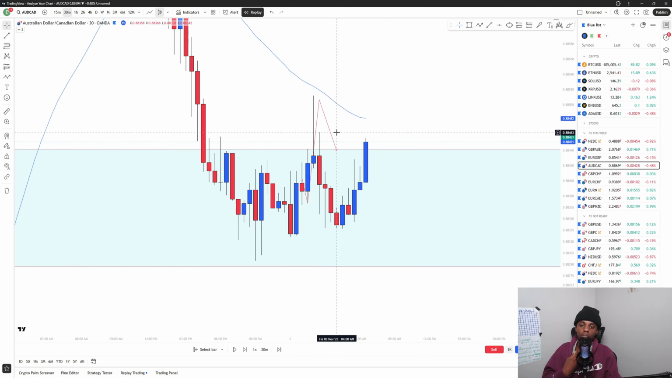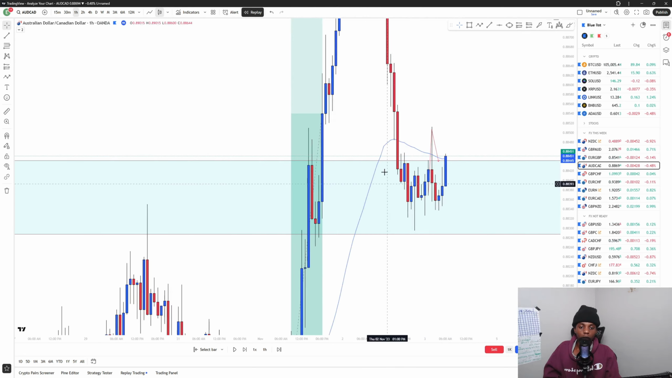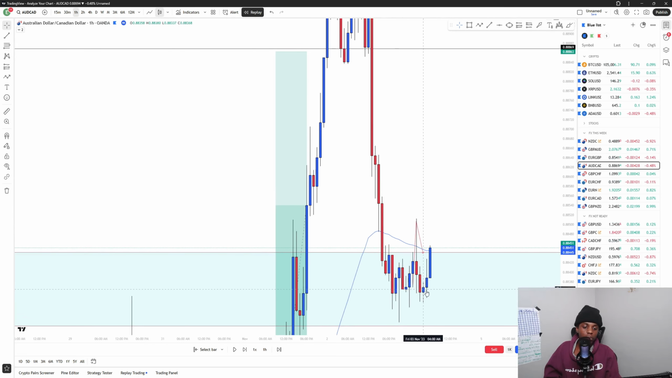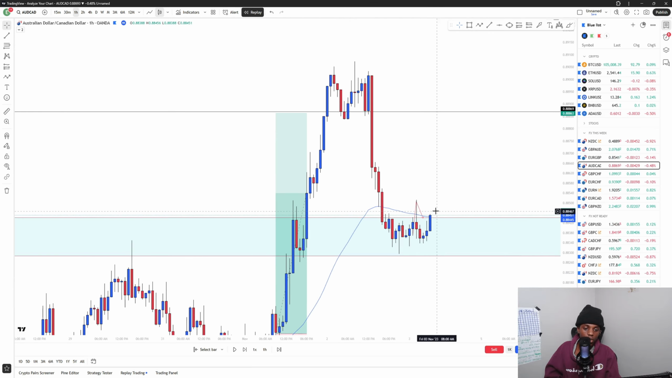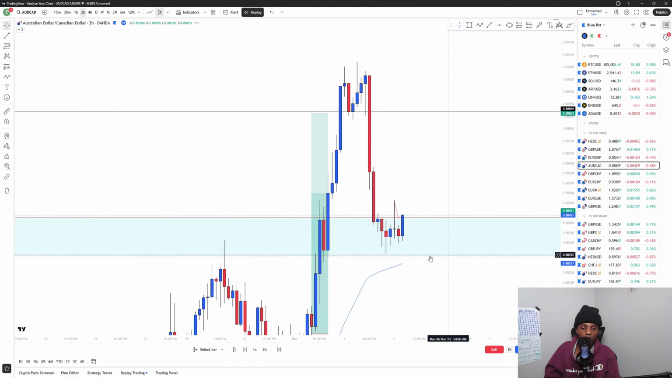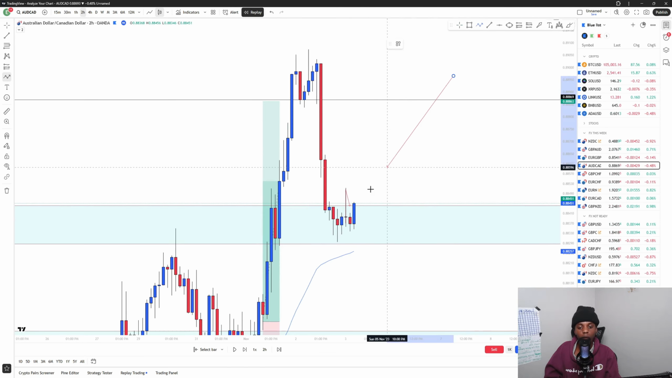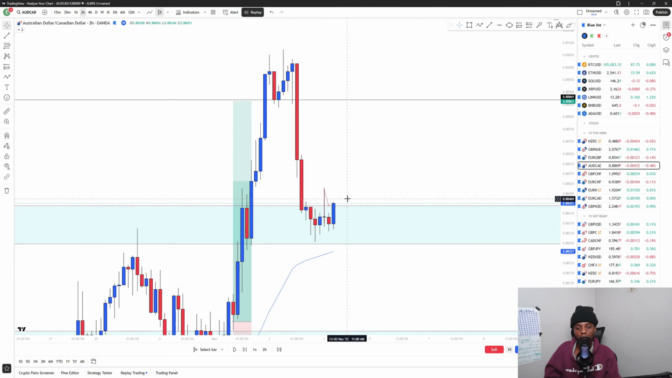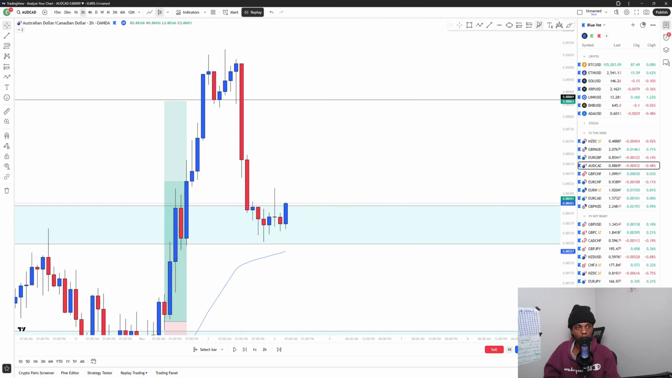Okay, that just closed above. Let me see how the 1 hour looks. 1 hour is now above the zone. Closed above it. Perfect. 30-minute bullish. 2 hour, beautiful, beautiful bullish engulfing. And from here I can just enter.